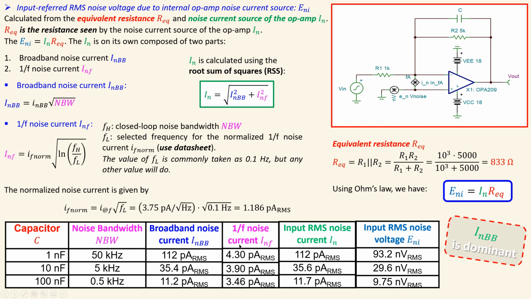And for each case, the value will be decreasing because the broadband noise current will decrease, the 1/f noise current will decrease, input RMS noise current of course will decrease because it will depend on these two, and because it is linearly dependent here in the input RMS noise voltage, this will decrease also. So by making the capacitor larger, you will filter out more noise because the input will be smaller for the noise. Okay, that's for the second part.